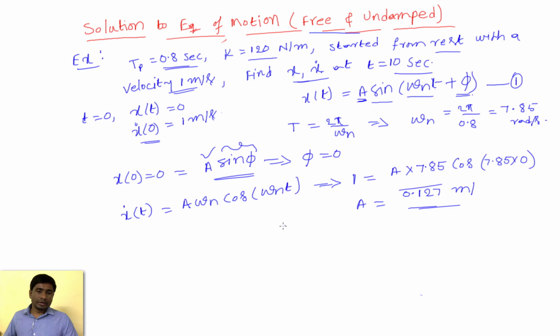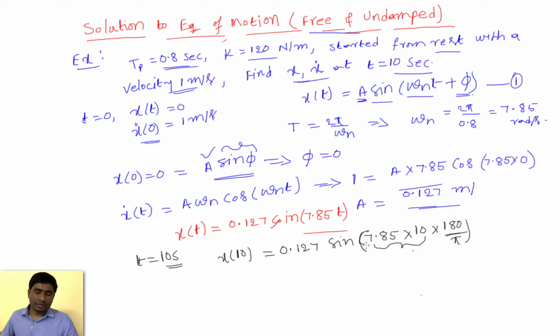So if I substitute t equal to 10 seconds, here this value is in radians, so we need to convert these radians into degrees, so that's why I multiplied by 180 by pi. And we should remember, if you don't convert this radian into degrees, then automatically you will end up with the wrong answer. Then it gives 5.05 millimeters, and we need the velocity at t equal to 10 seconds.